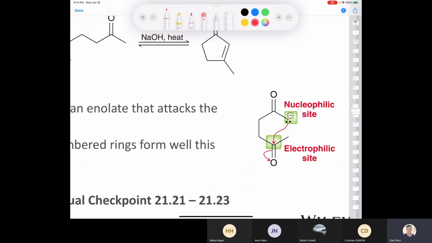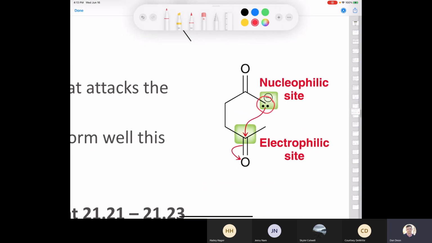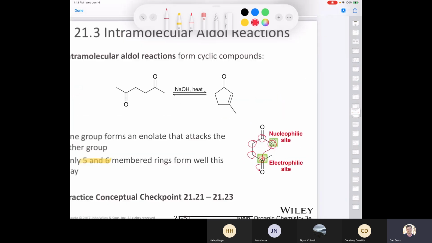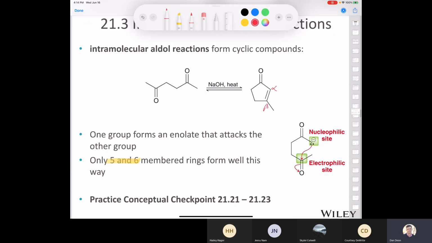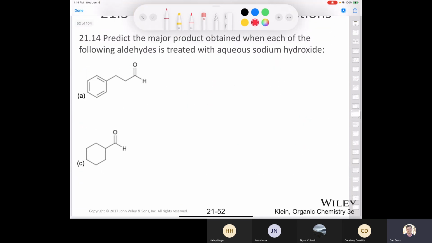Look what happens here. When my nucleophile attacks right here, I've got a total of 1, 2, 3, 4, 5 atoms in my ring. So after the condensation occurs, I end up with this 5-membered ring with an alpha beta unsaturated carbonyl. Okay, so that's an intramolecular aldol reaction.